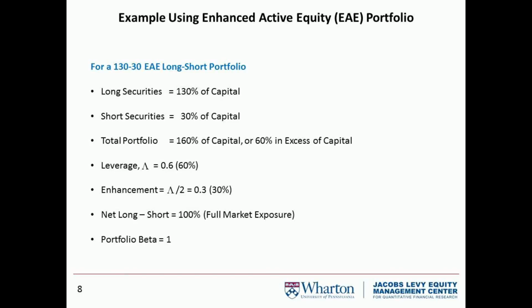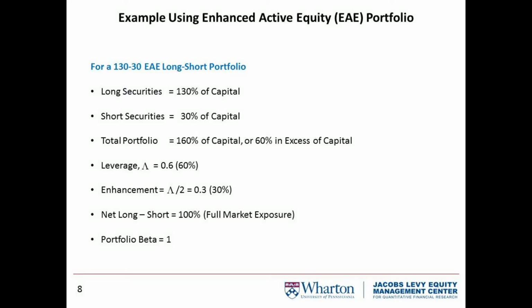Now let's apply this mean variance analysis to portfolios with leverage. We're going to use an example of an enhanced active equity portfolio structure. Many of you are familiar with a 130-30 type portfolio. And we're going to use this example without loss of generality. The basic results we're going to report today would hold for any portfolio with leverage. But to make things concrete, we're going to use a 130-30 example.